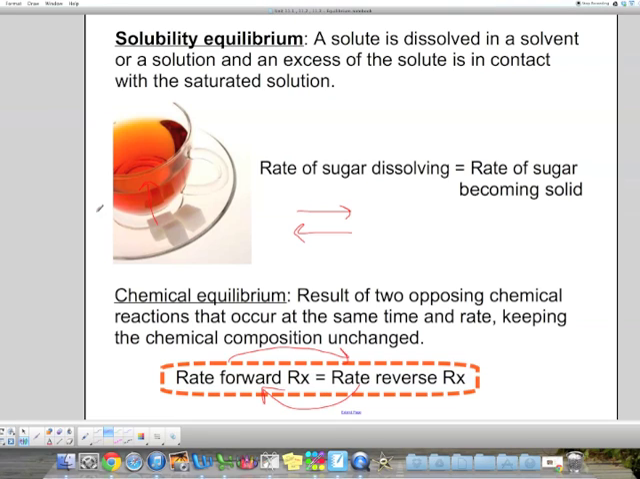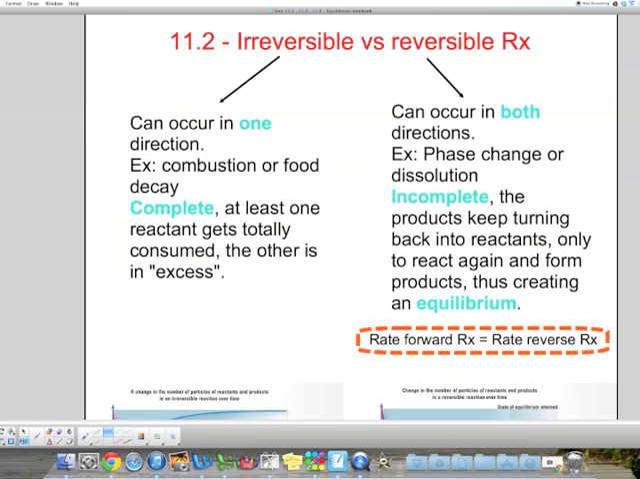So I mentioned before that some chemical reactions are reversible and some are not. An irreversible reaction can only happen in one direction. For example, if you're burning something, you can't take the ashes and turn them back into the original substance. That just doesn't work. So that is an irreversible reaction. The reaction at some point is complete. It stops. And it looks as if everything has stopped, right?